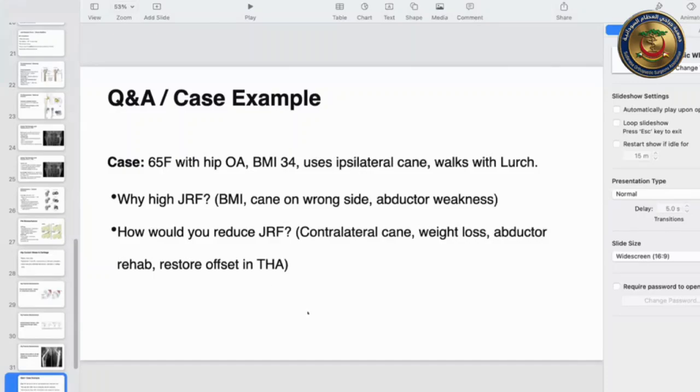I think Yusuf, the joint reaction force is high, so we can reduce it by using a cane on the contralateral side.